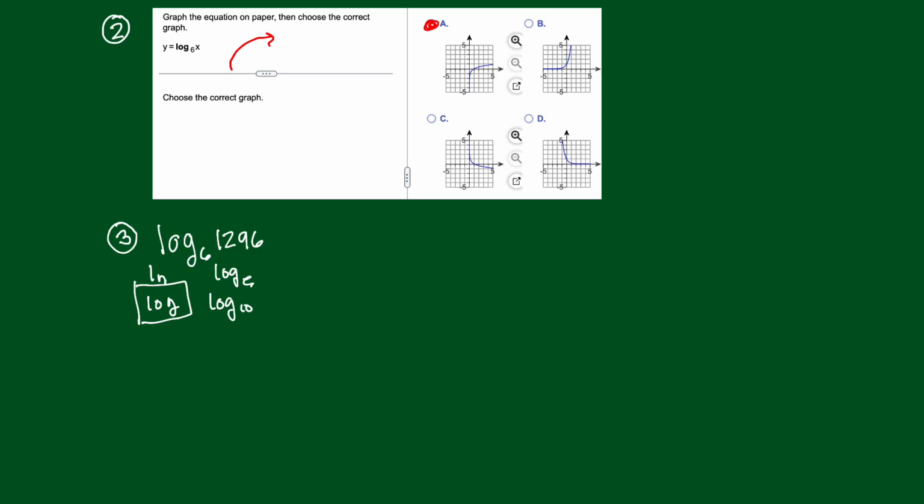Now your calculator may. If you look at it carefully, some of the newer calculators, you can actually write in the base. But if it doesn't, then what we're going to use is the change of base formula.